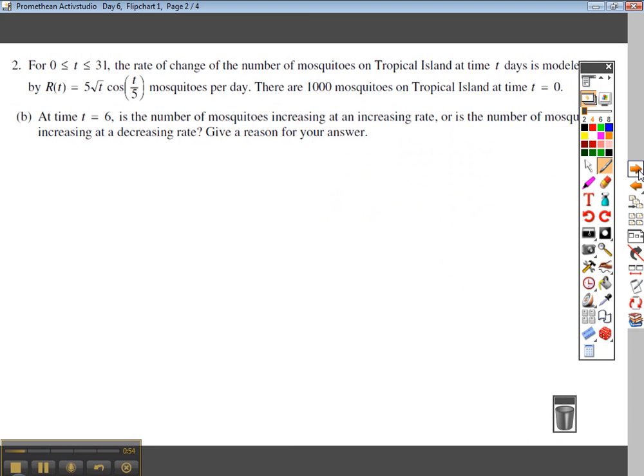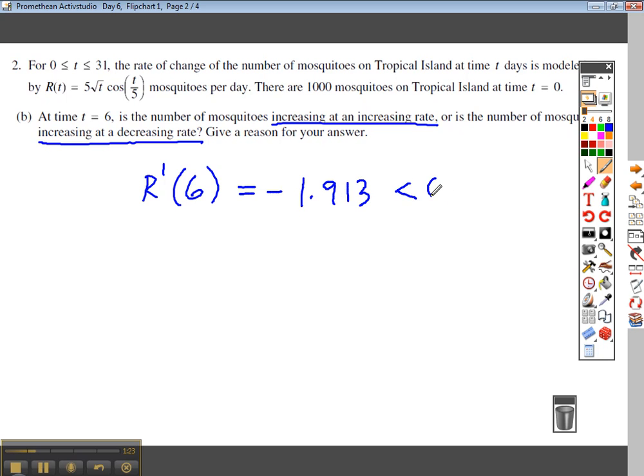Part B says, is the number of mosquitoes increasing at an increasing rate, or increasing at a decreasing rate? We know that it's increasing at 6 already from part A, so basically what it's asking us to do is find the derivative. So you have to calculate r prime, which is the rate of change of the rate of change, and plug in 6. Again, this is calculator work, so you can use nDerive. If you check the answers, it looks like negative 1.913 or something like that. The point being it's less than 0, or negative, so it's actually decreasing, because the rate of change of the rate of change is negative.